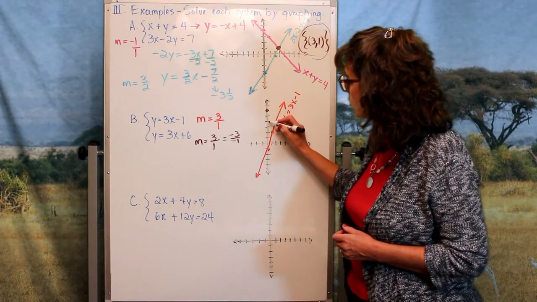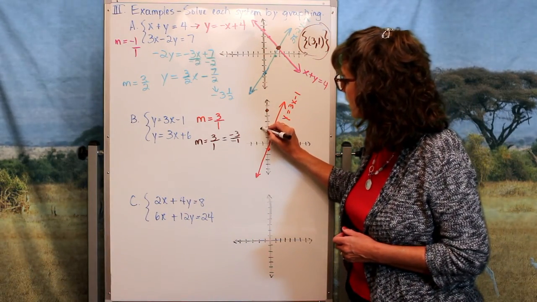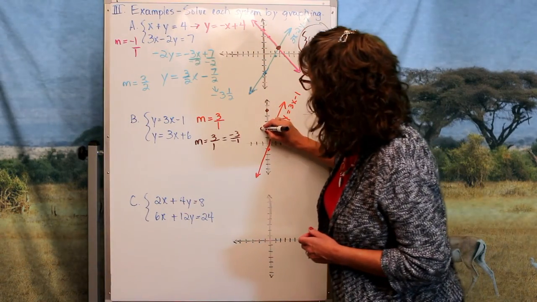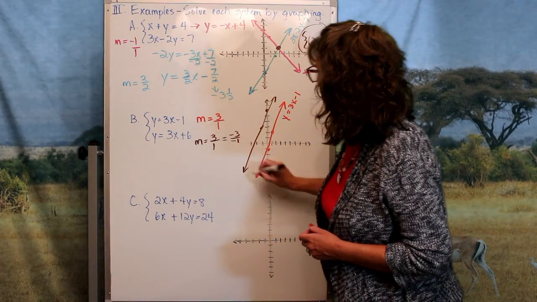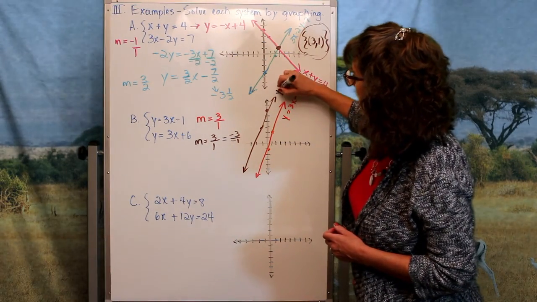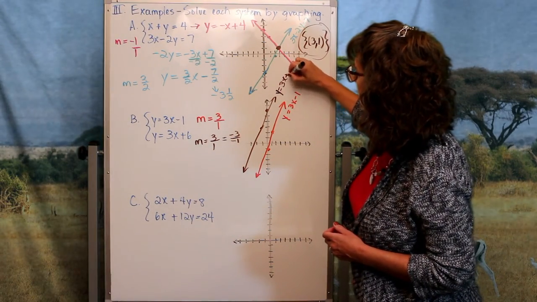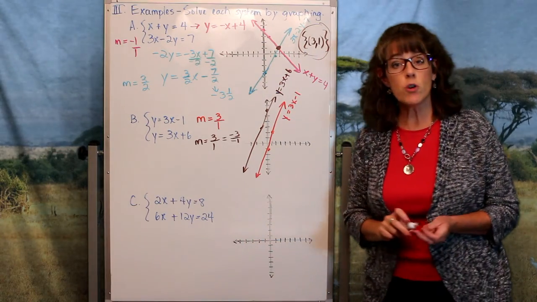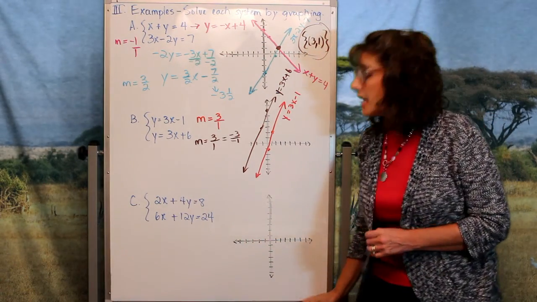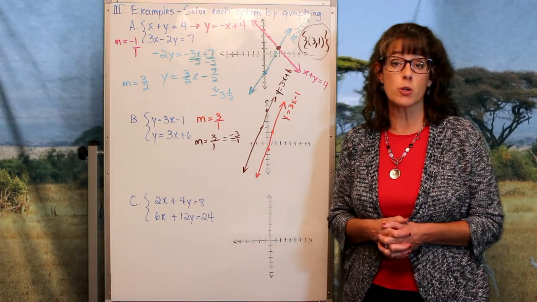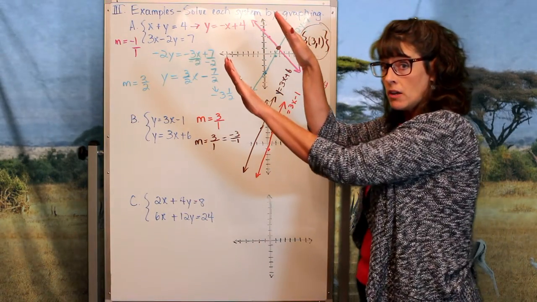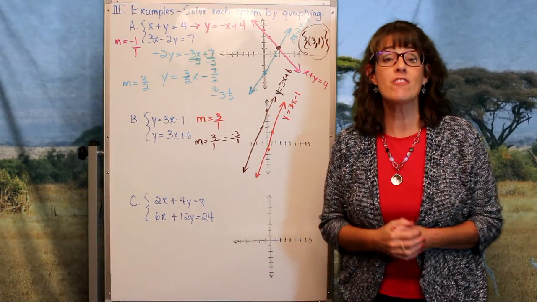So I'm going to come down 1, 2, 3, and I'm going to go to the left one like this. And I'm going to connect those two. And again, pray that it's straight. And so this is y equals 3x plus 6. What do you notice about the lines? It does appear that they are parallel. Now, how can I check to make sure that they're parallel? What do we know about parallel lines? Yes, they have the same slope.